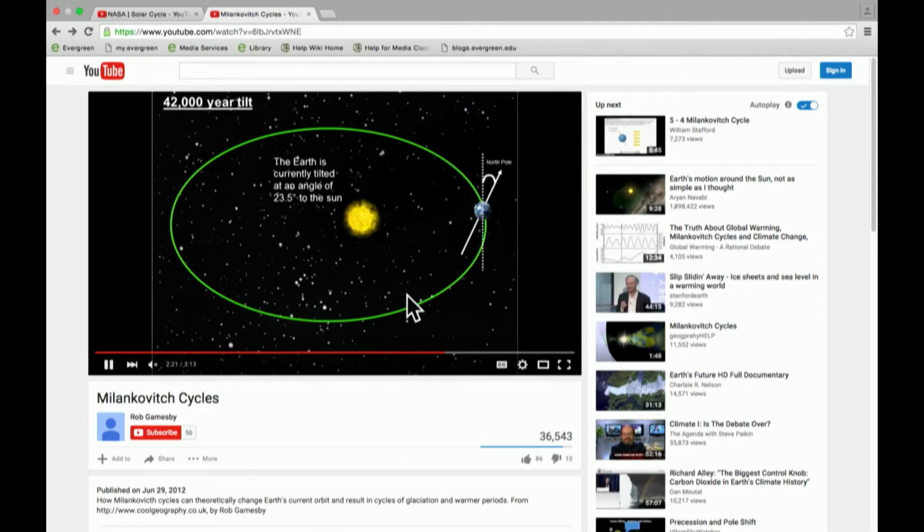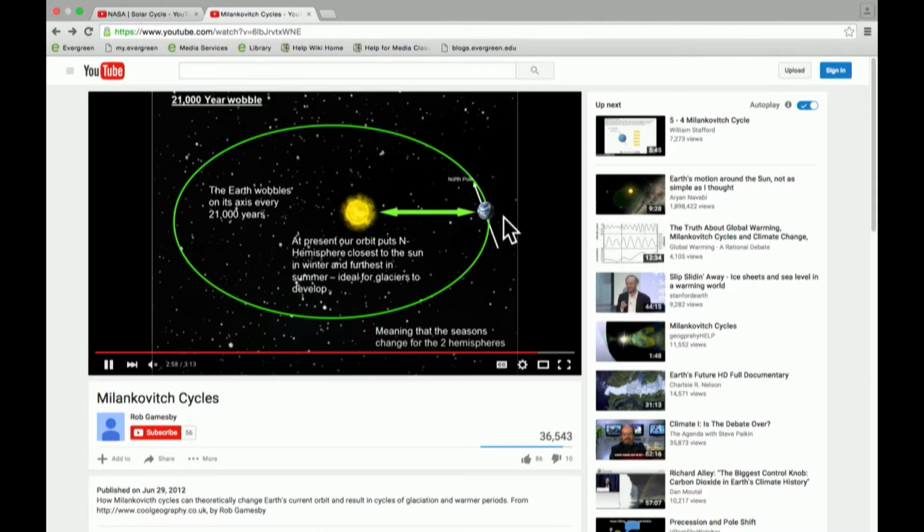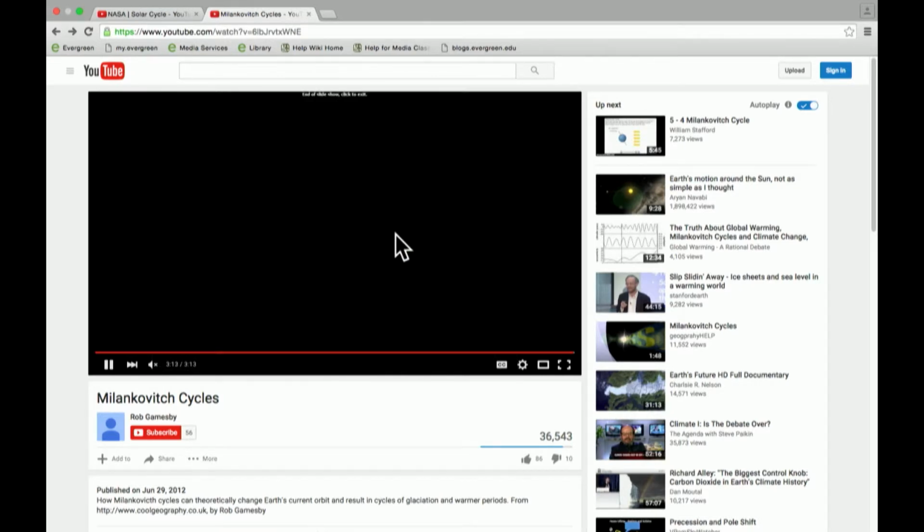And the Earth's tilt angle changes. Right now, it's 23.5 degrees. And when it's less, then there's less extremes in the seasons and less melting. And when it tilts more, we can get more melting. And the North Pole, as we precess like a top, we can get a new North Star, or most of the time, no North Star at all. So right now, as you know, our northern hemisphere is close to the sun in June.